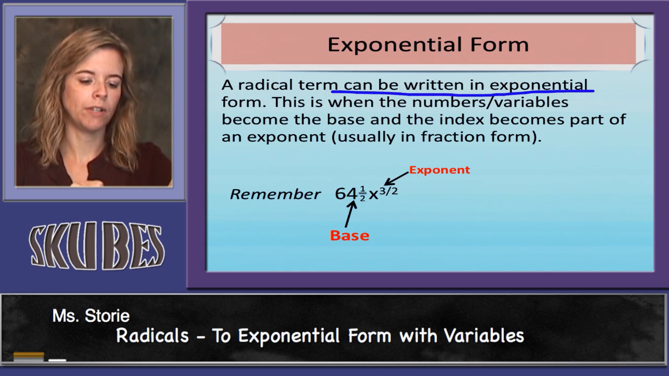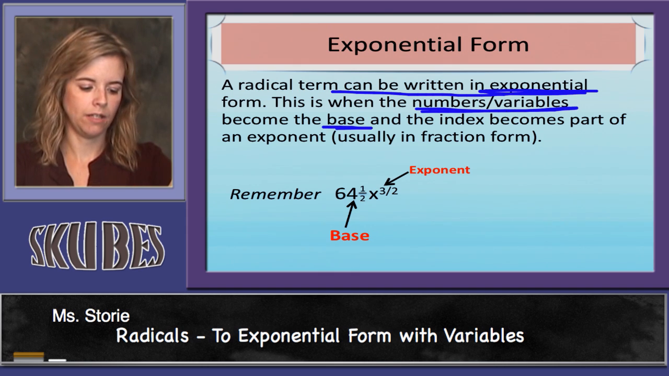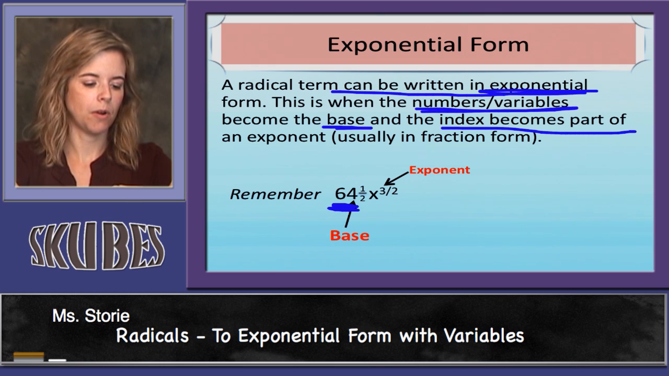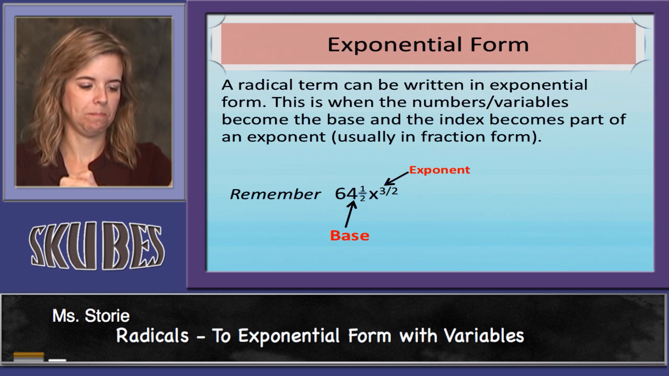A radical term can be written in exponential form. This is when the numbers and variables become the base, the big number, right here. See, the 64 became the big number? The index becomes part of the exponent as well, and I'll explain how that's going to happen in a second.